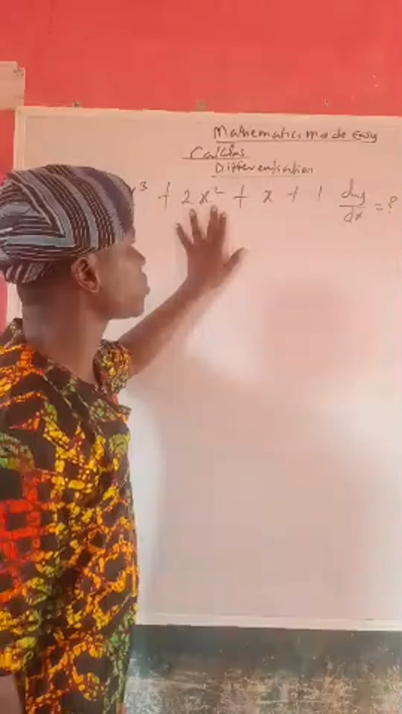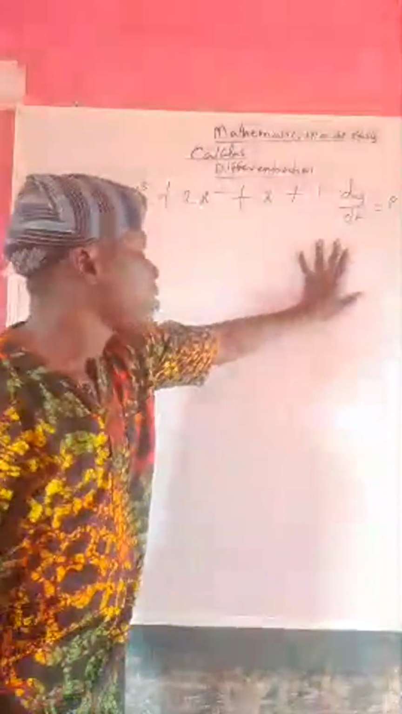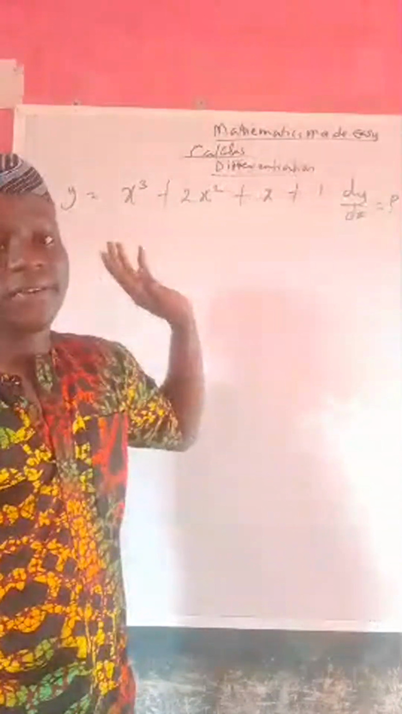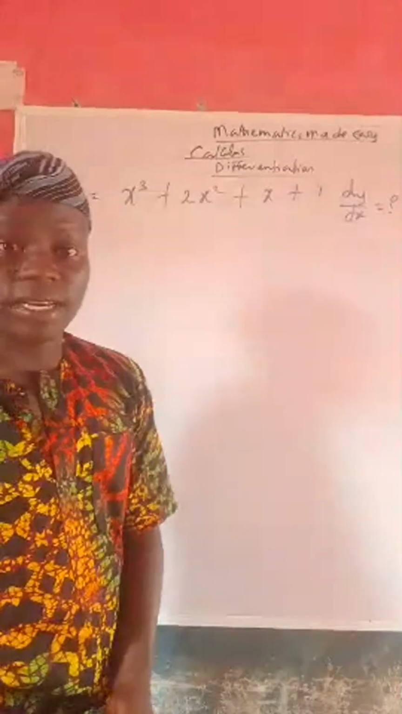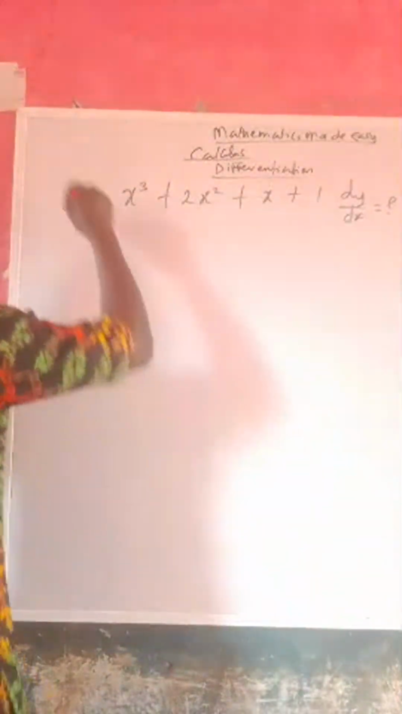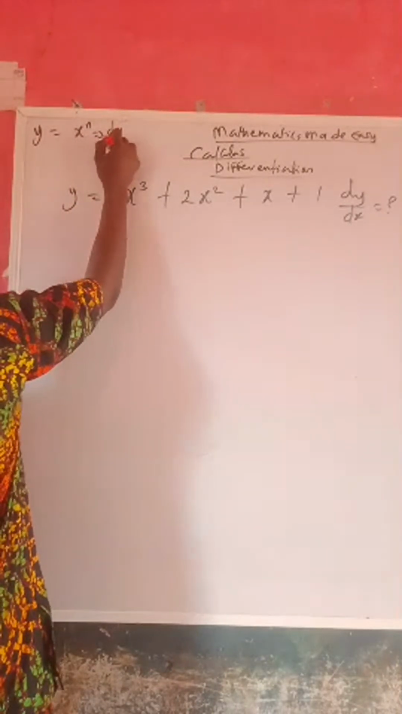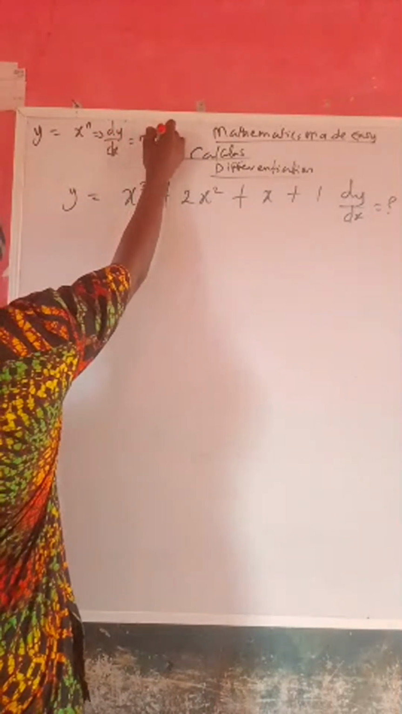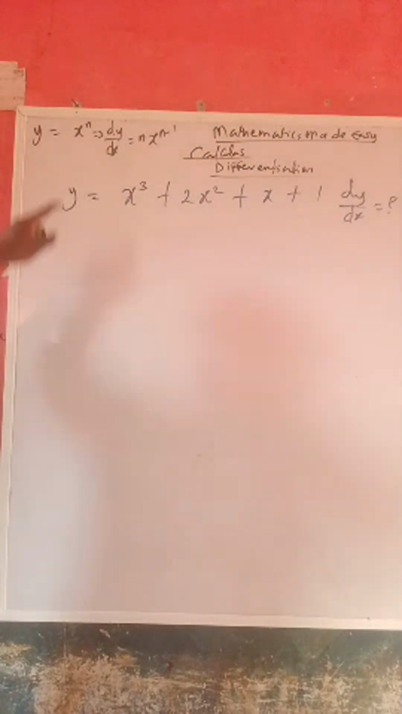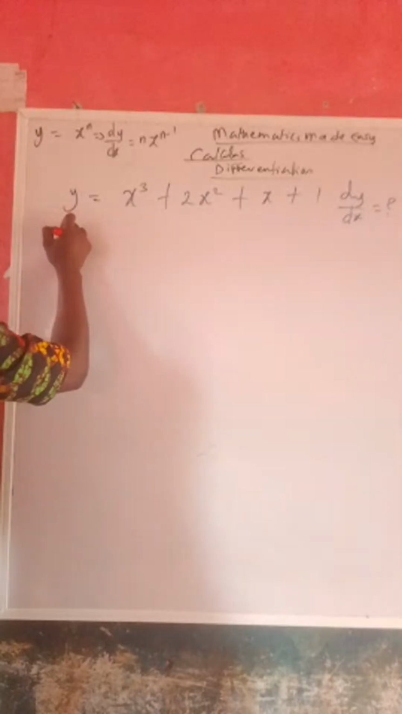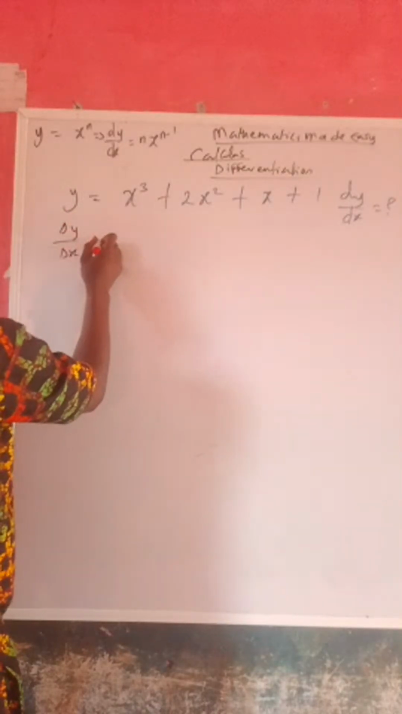So we have y is equal to x cubed plus 2x squared plus x plus 1. So I want to find the derivative. I already gave you guys the formula that we'll be using, the pattern we'll be using. If y equals x raised to the power of n, then dy/dx will be equal to n multiplied by x raised to the power of n minus 1. So that will be the pattern we'll be using. So increase in y over increase in x will now be equal to what?